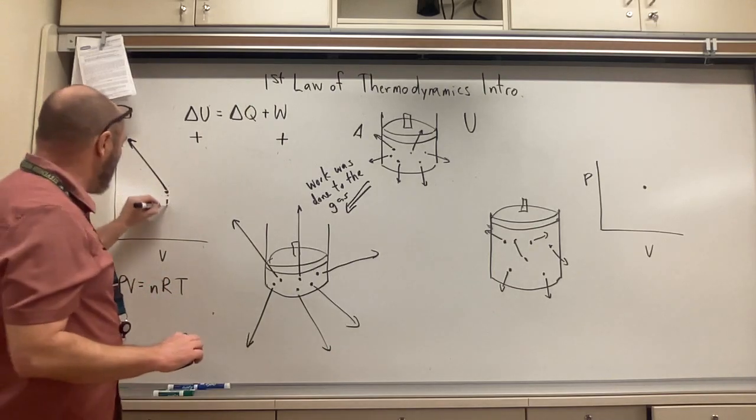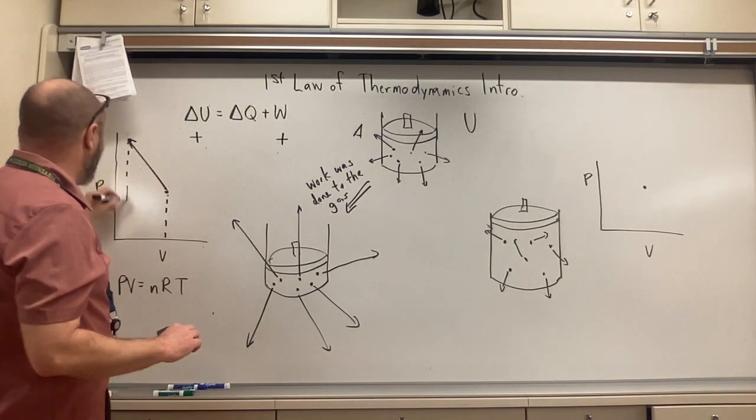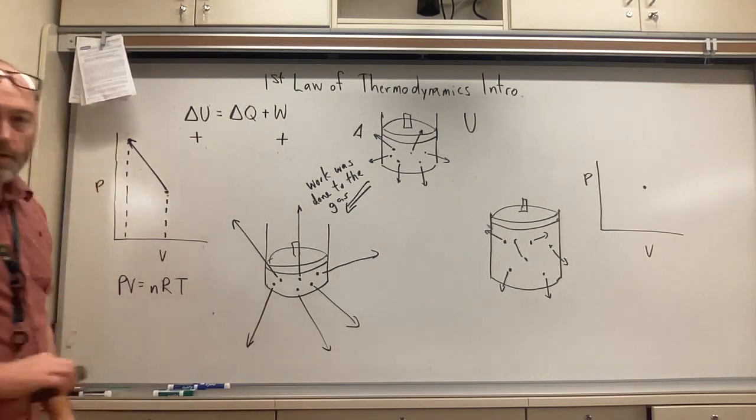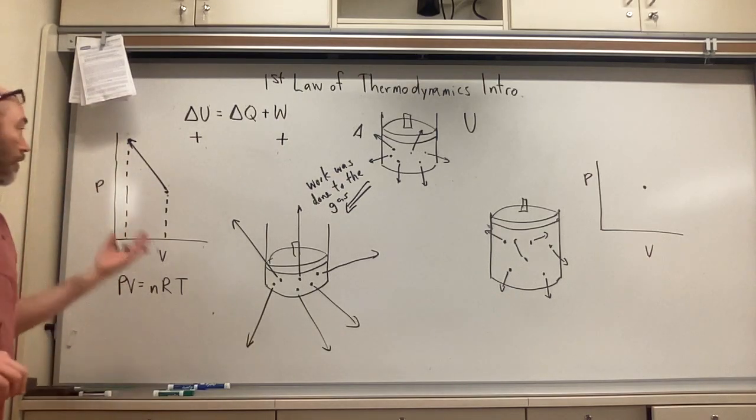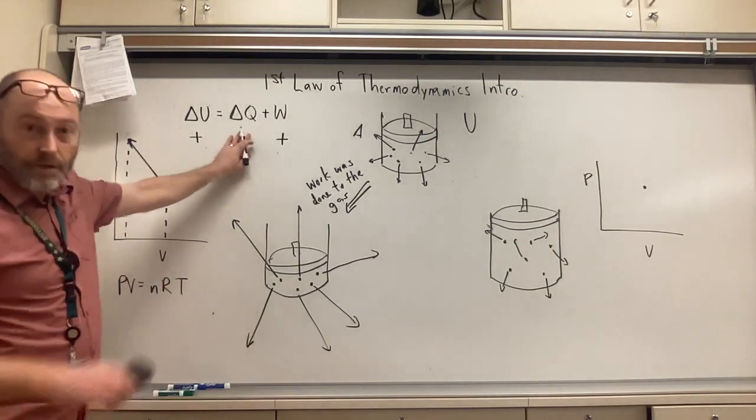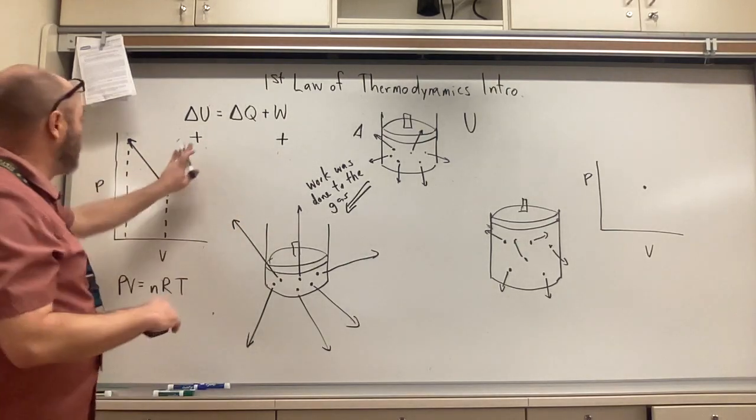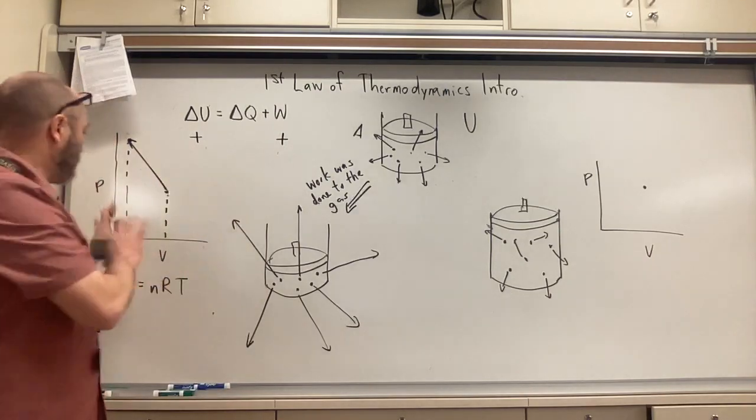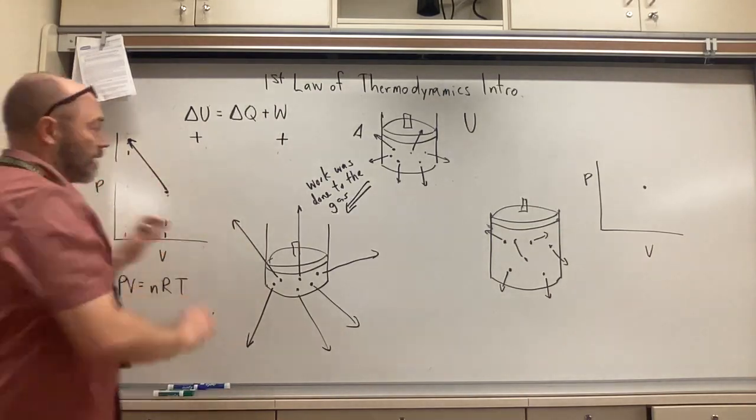How would you find the work? You would look at the area underneath that graph, and that would tell you the work done. And then you could figure out, did heat enter? Did heat exit? Depending on the value of this and this, like we just talked about. Okay? So there's that example.